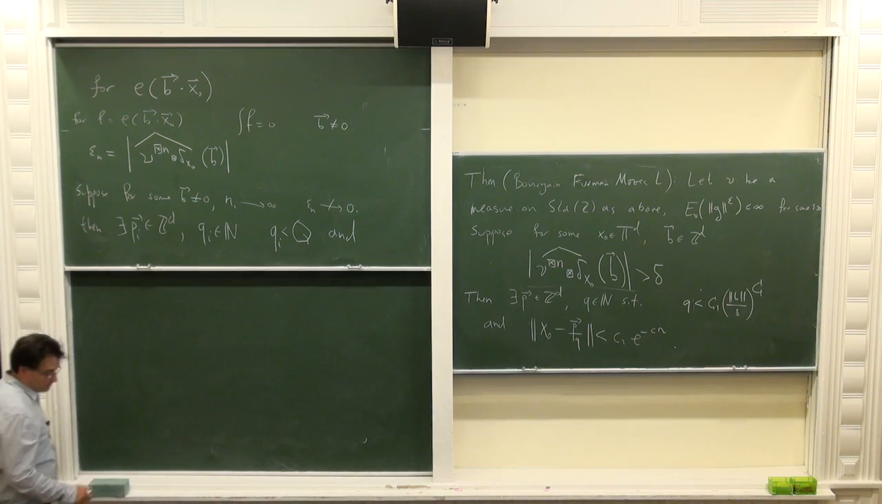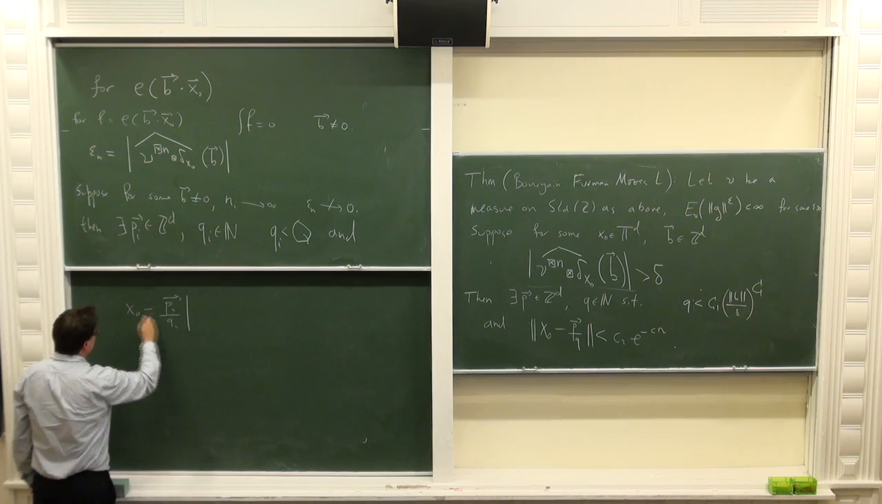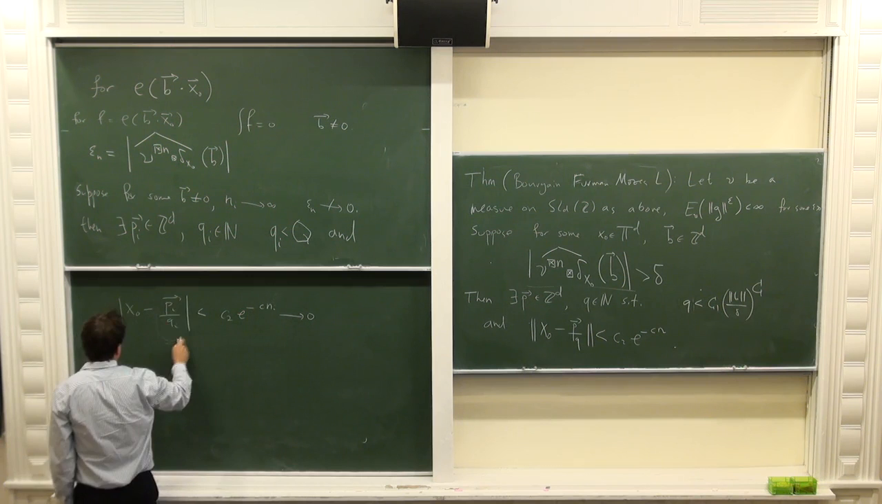What do I know? I know that x0 minus pi over qi is less than some c2 e to the minus c ni, which goes to zero. So this has only finitely many possibilities.